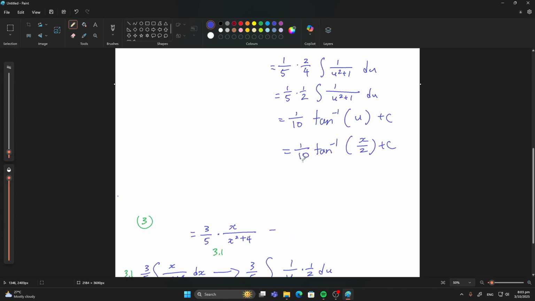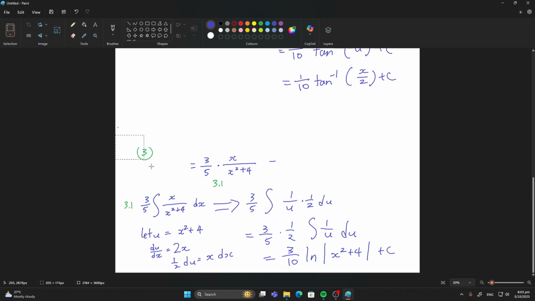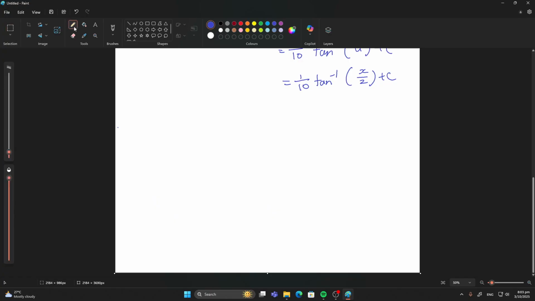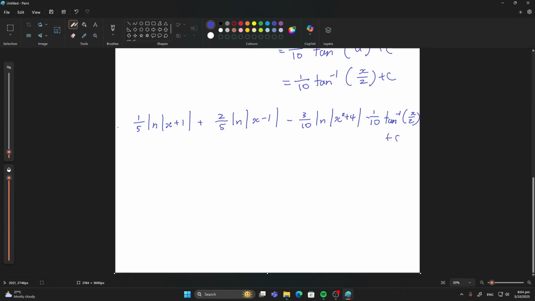So if I were to add everything together, I know it's very messy, but you will end up with 1 over 5 ln of x plus 1, plus 2 over 5 ln of x minus 1, minus 3 over 10 ln of x squared plus 4, minus 1 over 10 tangent inverse of x over 2, plus c.